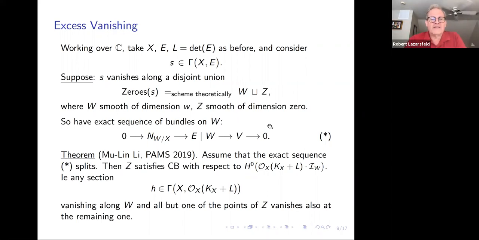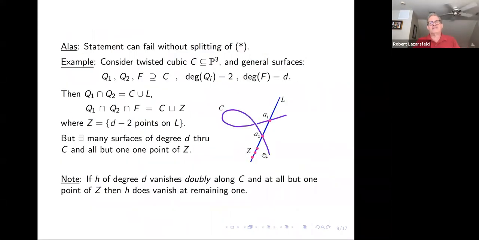But in any event, the problem with this statement is that in actual practice, the hypothesis doesn't hold. It almost never splits. So the question then becomes, is the hypothesis really necessary for the truth of the statement, or is it just an artifact of the proof? And alas, it's easy to see that the statement as stated fails. It can easily fail if you don't assume the splitting of that normal bundle sequence. You get counterexamples already on surfaces, but I think it's more fun to give an example in higher codimensions. So let me show you an example for curves in P3.